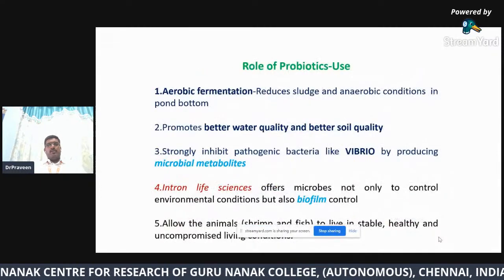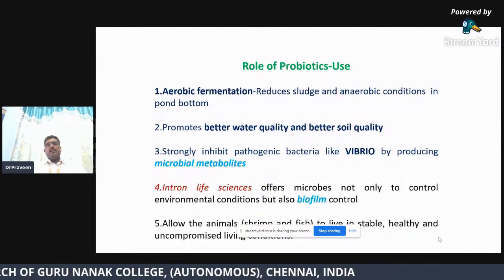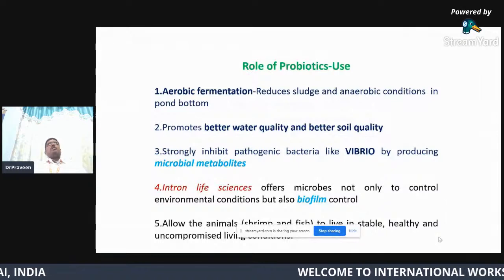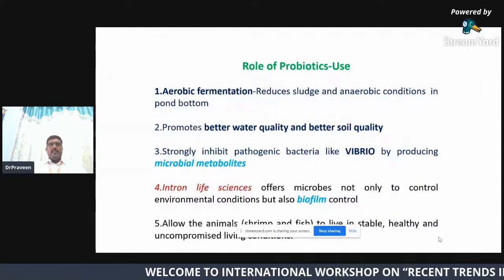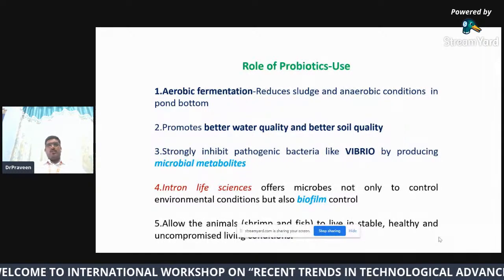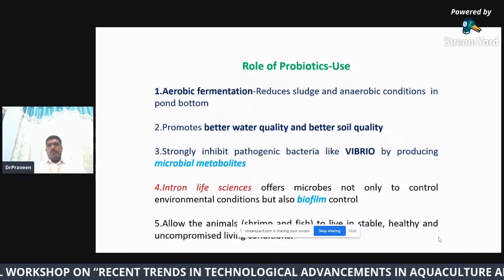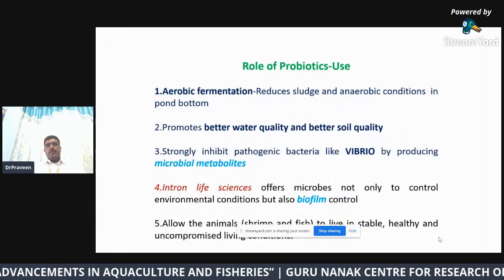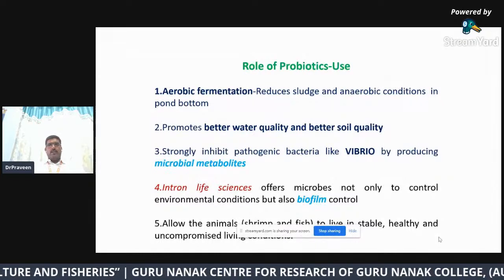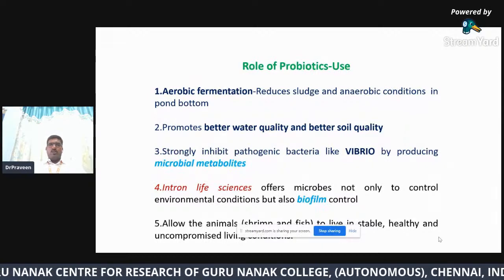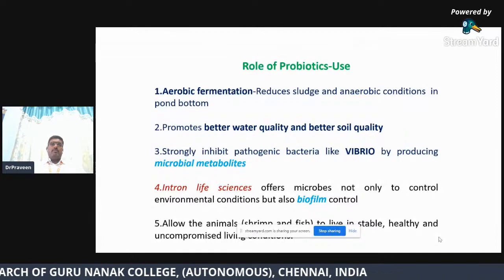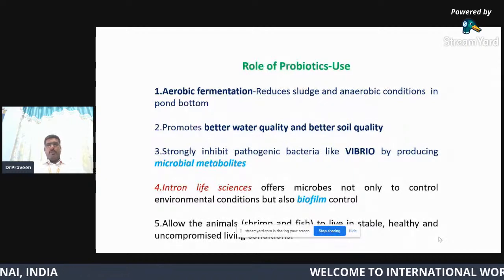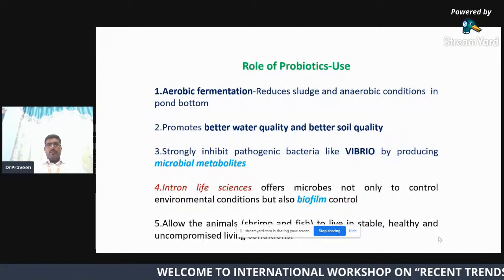That's why I request our farmers to take care of these probiotics, which will control soil, do soil management, and do water quality management properly. As Intron Life Sciences, we produce very good probiotics which will control the biofilm at the pond bottom. That means one way they control the sludge, one way they give better water quality and better soil quality, and one way they inhibit the growth of pathogenic bacteria such as Vibrio. They also control and do not allow the spread of white spot virus, and they help control the biofilm at the bottom.